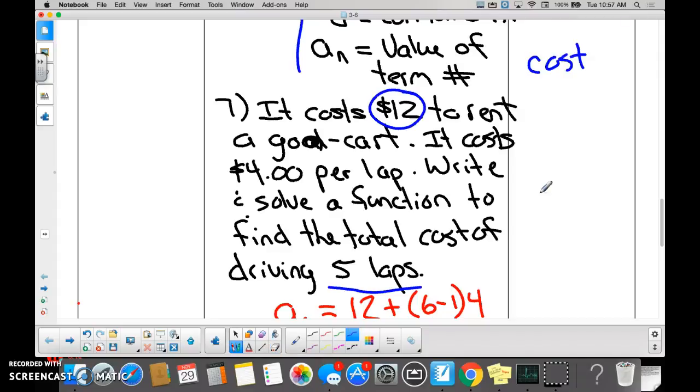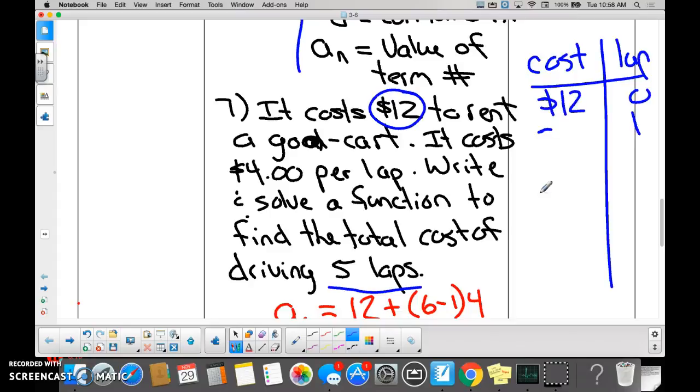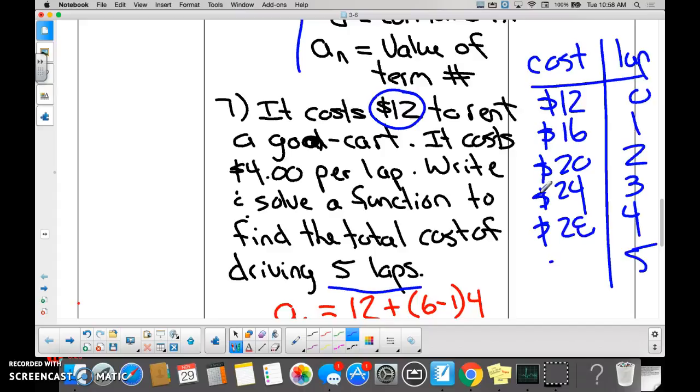Cost and lap, right? So lap 0 costs you how much? $12. Lap 1 costs you how much? $16. Lap 2 costs you how much? $20. Lap 3 costs you how much? $24. Lap 4 costs you how much? $28. Lap 5 costs you how much? $32. Okay, the $32 is what term number? 6. It's the 6th term. We have term 1, term 2, term 3, term 4, term 5, term 6. Any questions?